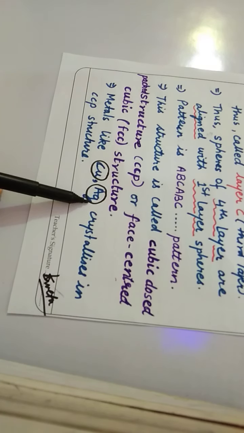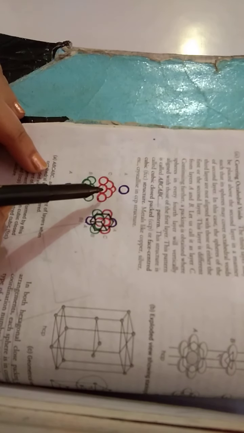Now I'll explain this with the help of this diagram. You see here, this is layer A of violet color, this is layer B of green color, and this is layer C of red color. Again violet is the A layer. So this kind of arrangement we get: A, B, C, and again A, B, C, A, B, C.